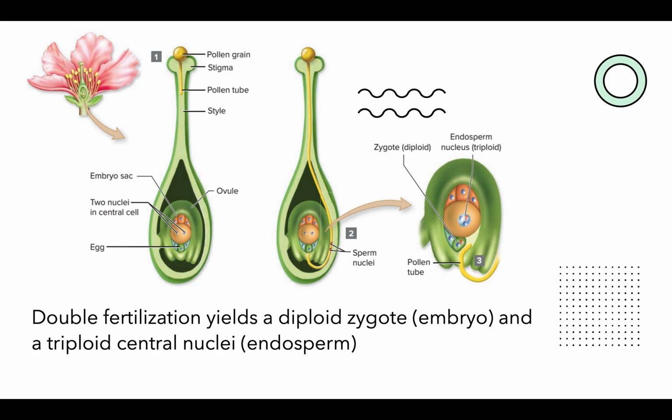After successful pollination and double fertilization, a seed begins to form. Recalling double fertilization, one sperm fertilizes the egg cell forming a diploid zygote, which will later become the embryo, and the other sperm fertilizes the central nuclei, which will become the triploid endosperm. In the next slide, we will discuss how the endosperm, which is the tissue that surrounds and nourishes the growing embryo, forms or develops.